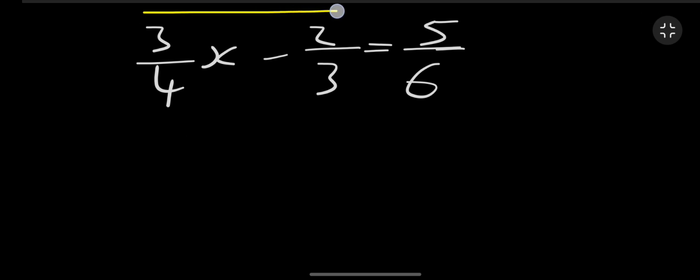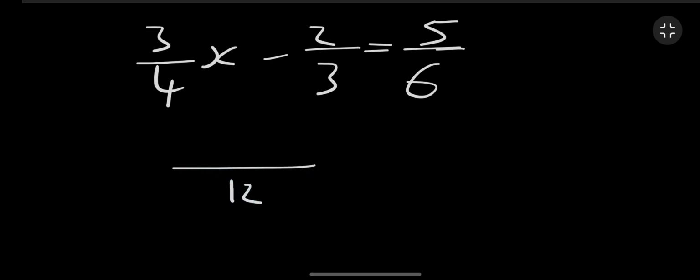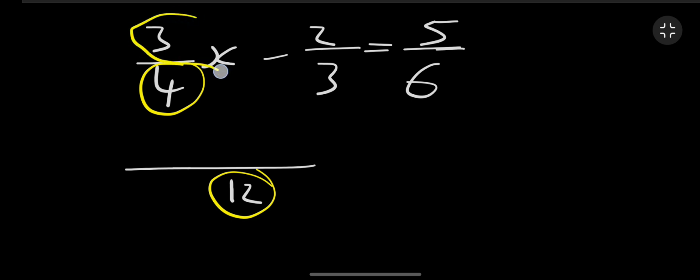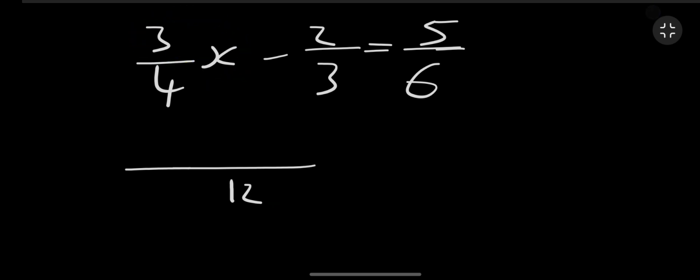In order to simplify this part, we need to first find the lowest common denominator, which in this case is going to be 12. So we're going to write 12 as the lowest common denominator. Then we say 4 into 12, we're going to get a 3. Then we multiply that 3 with 3x, then we get 9x. So we're going to come here and write 9x.